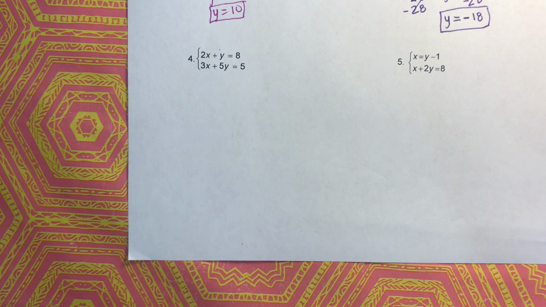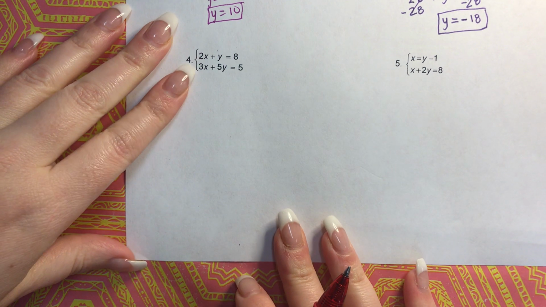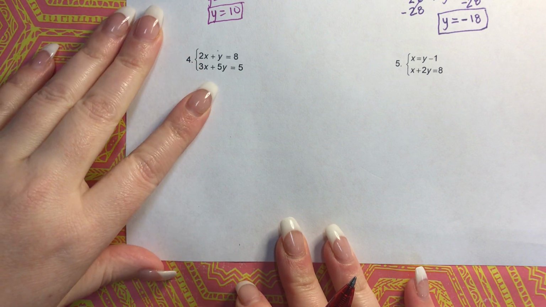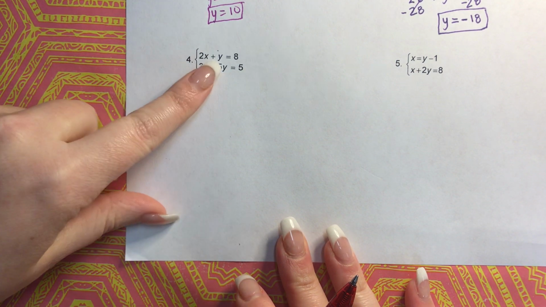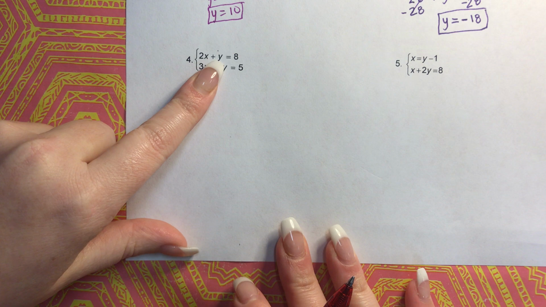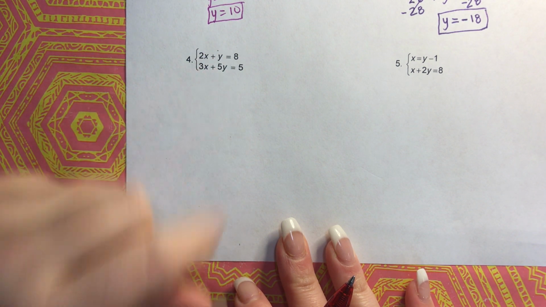All right, we're back. Let's see how you did. So for this one, 4, I wouldn't have chosen graphing. This is one that I would probably do substitution and solve for that y and get that y by itself, and then substitute into this equation.